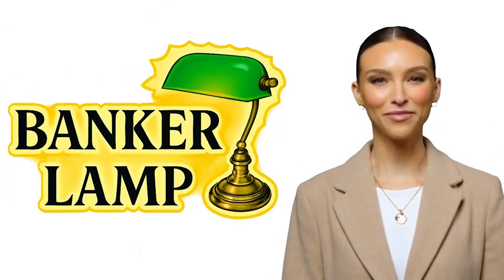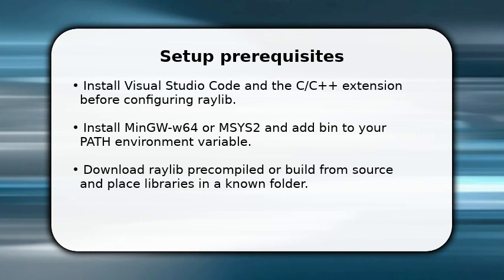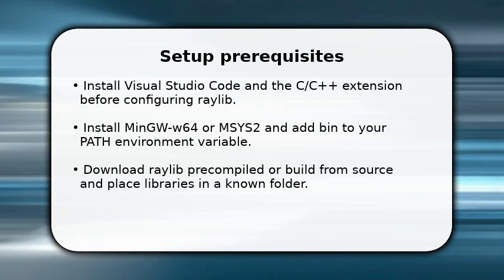Please enjoy the video. First, install Visual Studio Code and the Microsoft C/C++ extension for IntelliSense and debugging. Next, install MinGW-w64 or MSYS2 for a GCC toolchain and add the bin folder to your path variable.